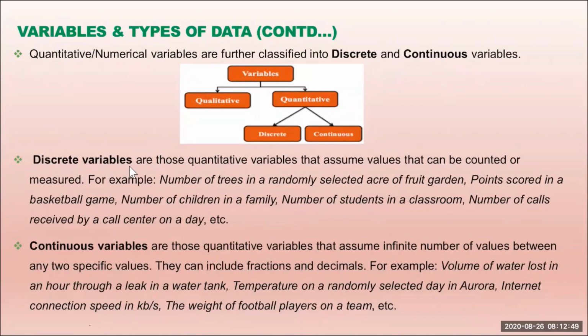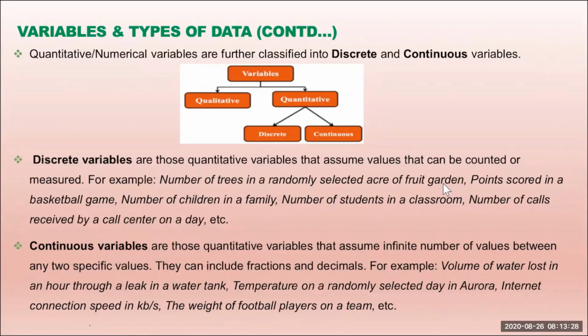When we say discrete variable, it will not take decimal value. In discrete variable, there are no decimal values or fraction. Those are purely the counting numbers. Discrete variables are those quantity or variables that assume the value that can be counted or measured. For example, number of trees in a randomly selected acre of fruit garden. So if you are asked to find the number of trees in a selected acre of a fruit garden, you'll count how many trees are there. 1, 2, 3, 4, 5, 6, 7, 8, 9, 10. Okay, there are 120 trees. You will not come up with something like 120.7 trees, nothing like that.